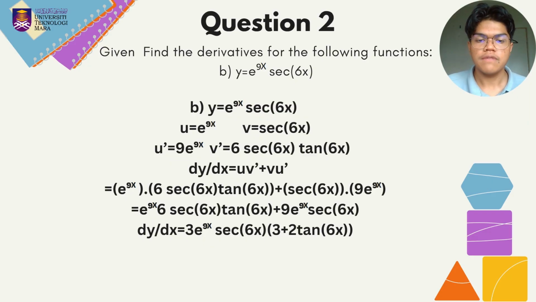After that, we rearrange it and factor out some terms. As we can see here, what we factor out is 3 e to the 9x secant 6x. What is left in the bracket is 3 plus 2 tangent 6x. And that is our final answer.